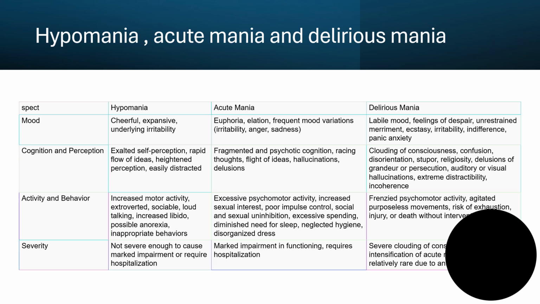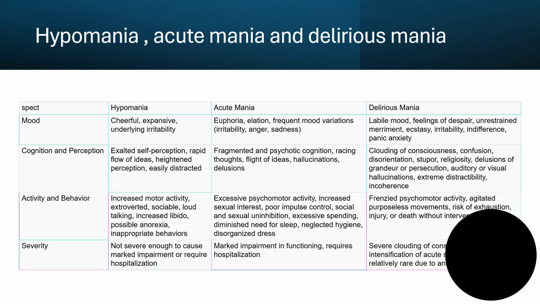Then if we talk about cognition and perception, in hypomania, they have an exalted self-perception and a rapid flow of ideas. They have a heightened perception, but they get easily distracted. In acute mania, they have fragmented and psychotic cognition. Their thoughts keep racing, keep coming. So that's why they have a flight of ideas. Again, like I said, they have hallucinations and delusions.